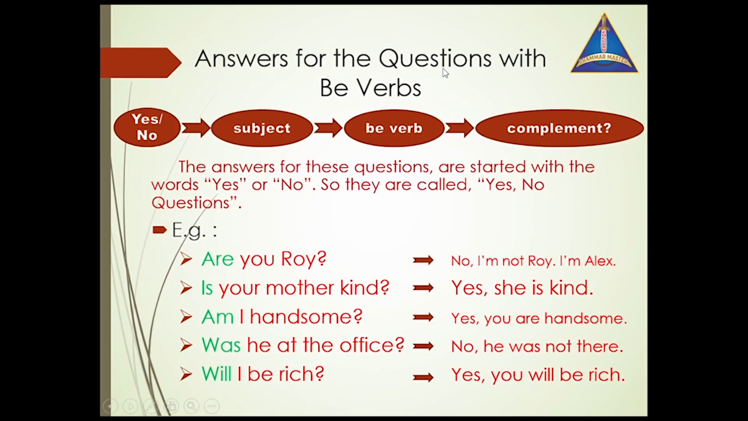Answers for the questions with be verbs. If you are asked a question starting with a be verb, you should start your answer with the words yes or no. So they are called yes or no questions. Examples: Are you Roy? No, I'm not Roy, I'm Alex. Is your mother kind? Yes, she is kind. Am I handsome? Yes, you are handsome.